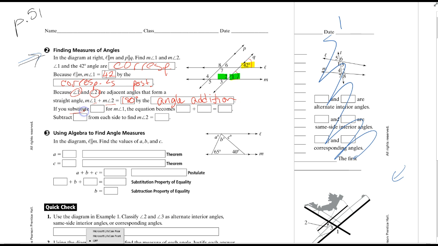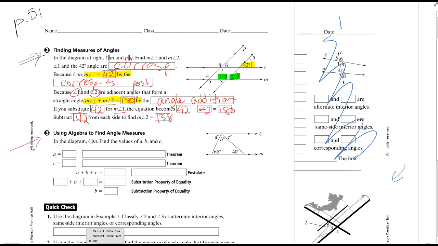And so now we can substitute 42 for the measure of angle 1. And so now we've got 42 plus the measure of angle 2 equals 180. And that came from this equation and substituting this information. So now we can subtract the 42 from both sides and find that the measure of angle 2 is 138.